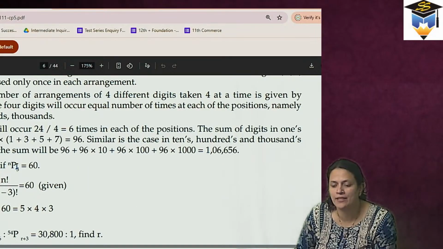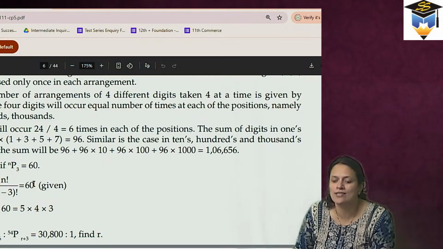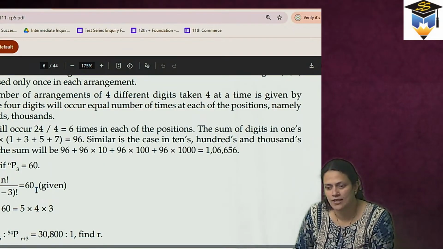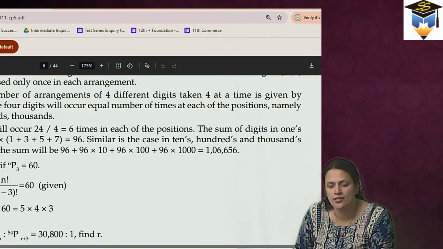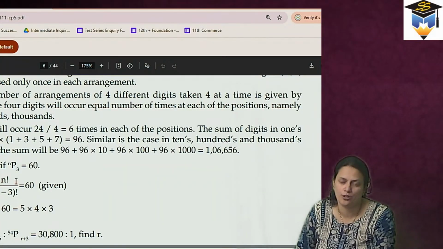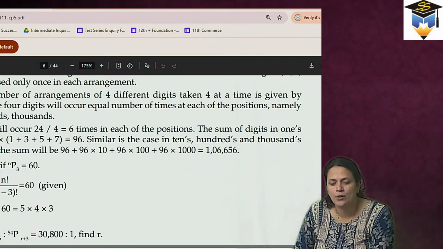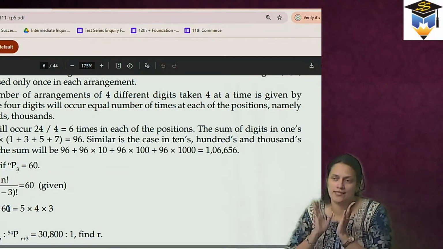So use the formula of nP3, which is n factorial upon n minus 3 factorial, which is given to us as 60. So how will we write n factorial? n into n minus 1 into n minus 2 into n minus 3 factorial upon n minus 3 factorial. So the n minus 3 factorial will get cut. This equation will be formed: n into n minus 1 into n minus 2 is equal to 60.